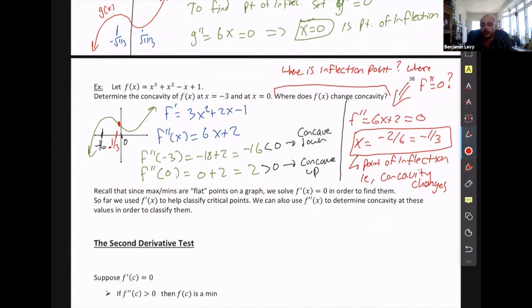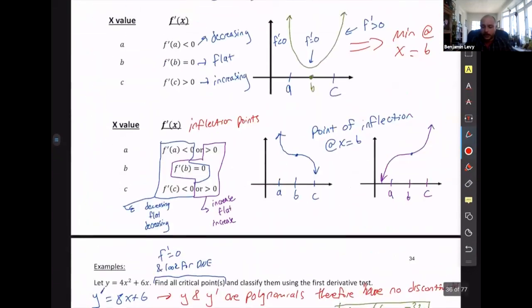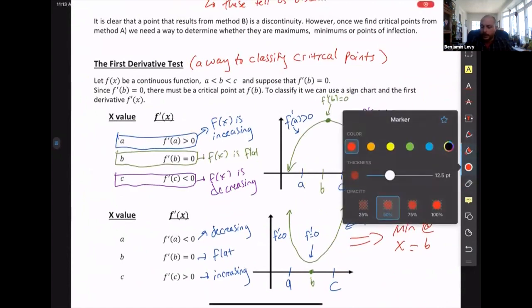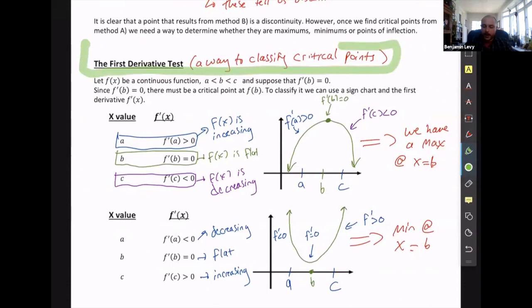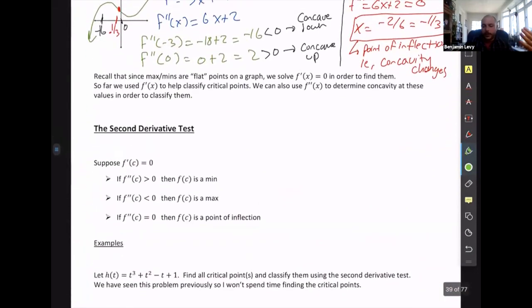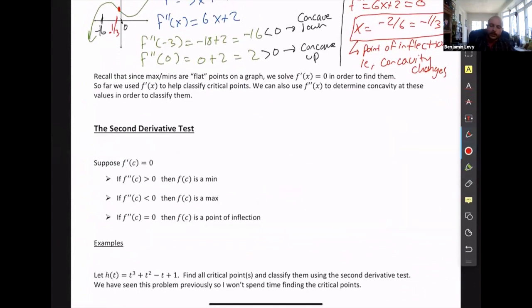And so what we had seen previously was you can use the first derivative test to figure that out. Like it says right here, the first derivative test is a way to classify critical points. And the second derivative test, therefore, is another way to classify critical points. We just do similar kinds of things here, but it's a different interpretation. So let me just add that quick note. So the second derivative test is a second way to classify critical points.